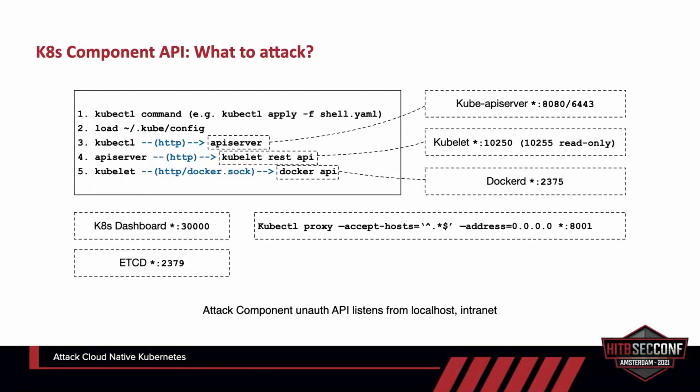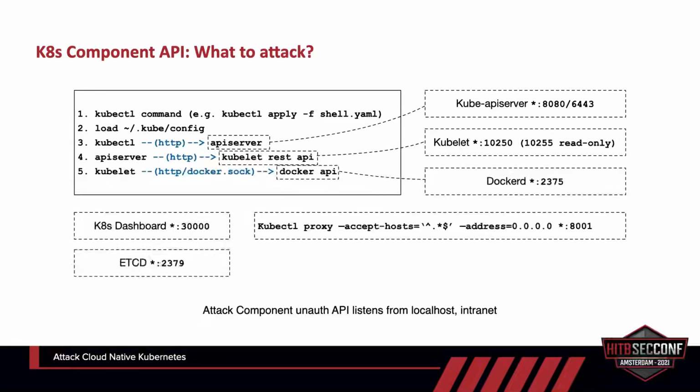This page shows the role of each key component when a user executes commands with kubectl, including the API server, Kubelet, Docker, K8s dashboard, kubectl proxy, subcommands, and etcd. The role of the components corresponds to the risk if those services are controlled by the red team, and those components are prone to unsafe configurations in the private network.